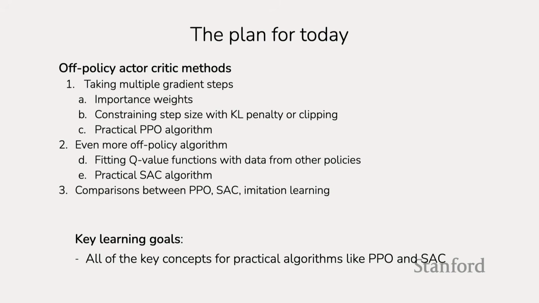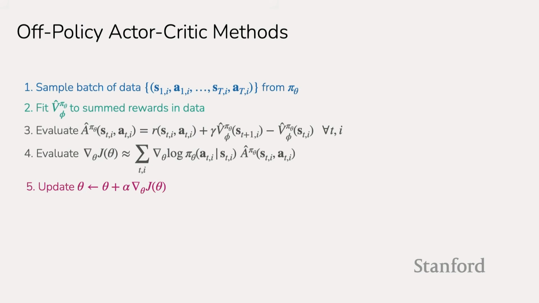So the key learning goals are really the key concepts behind practical algorithms like PPO and SAC. Okay, so we have our actor-critic method. These are the steps that we go through for an on-policy actor-critic method, where we sample data, fit rewards with our value function, then we estimate the advantage with this equation here for all of our states and actions in our buffer, or in this set of data. Then we estimate what the gradient of our policy is and update our policy.